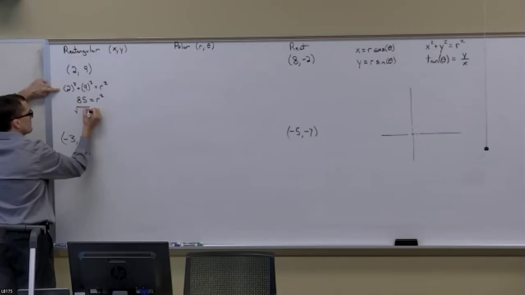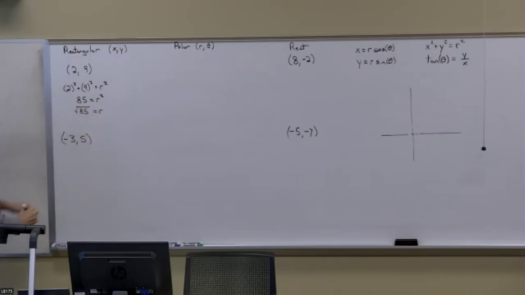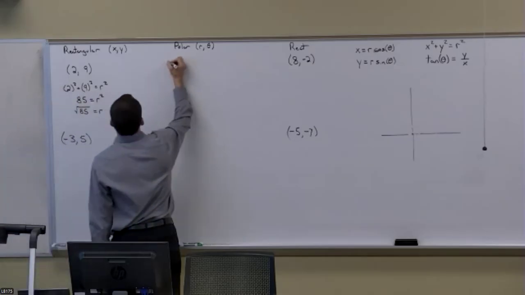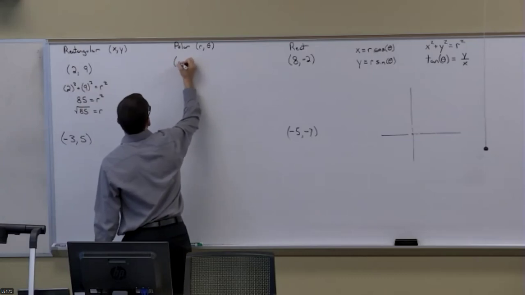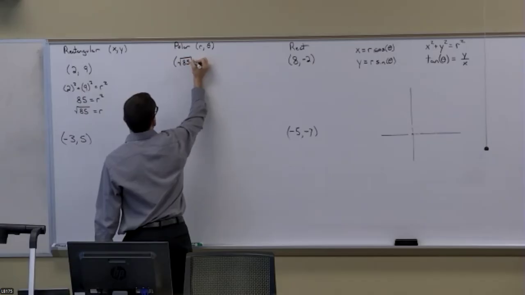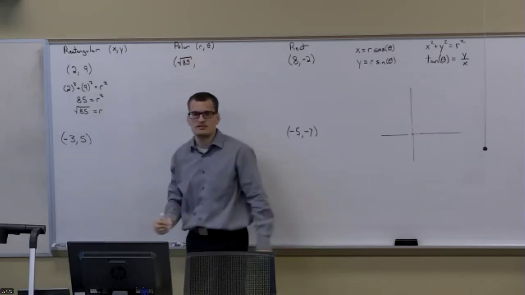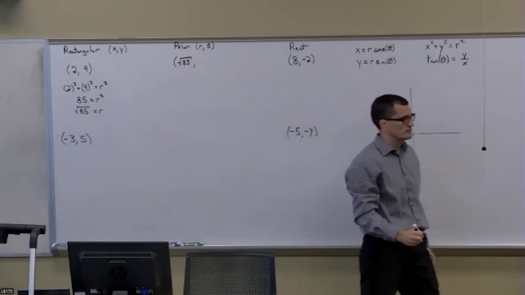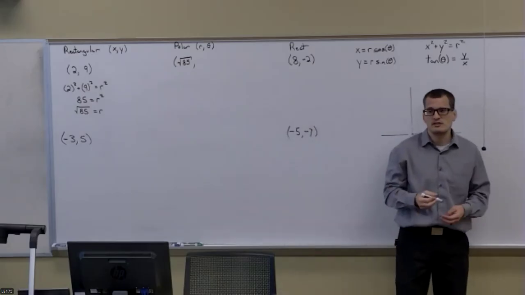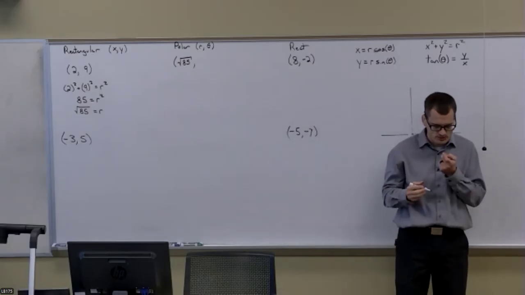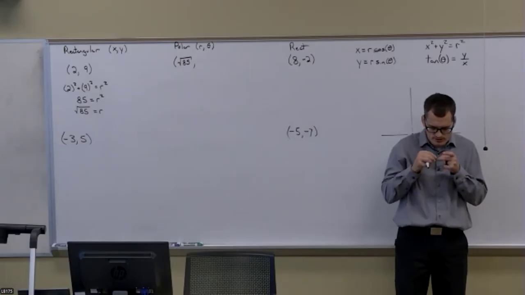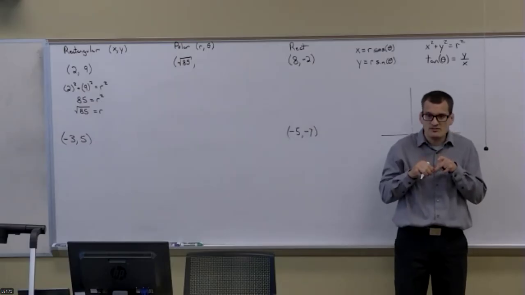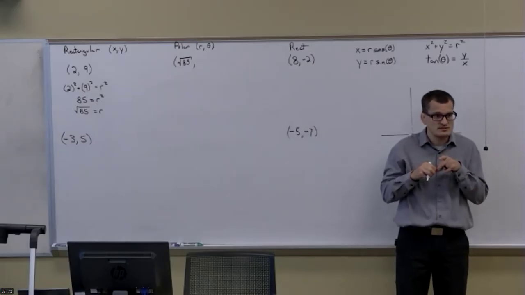So the radius is the square root of 85. Is that right? I almost always use the positive radius. Technically, we saw in the last example, you could also use the negative r. But usually, when you convert into polar, you use the positive r. That's the standard.